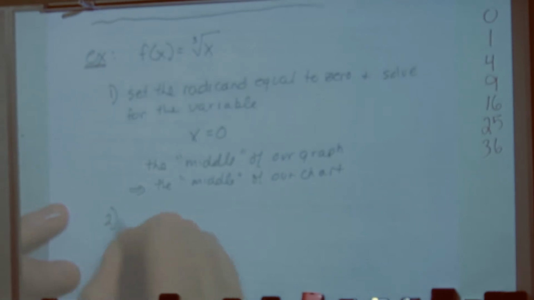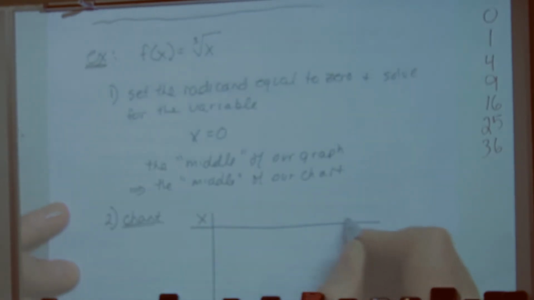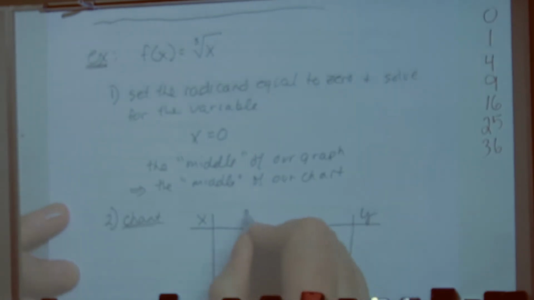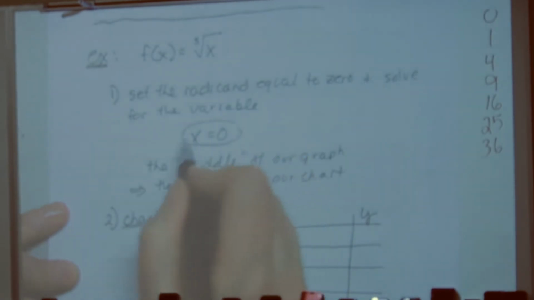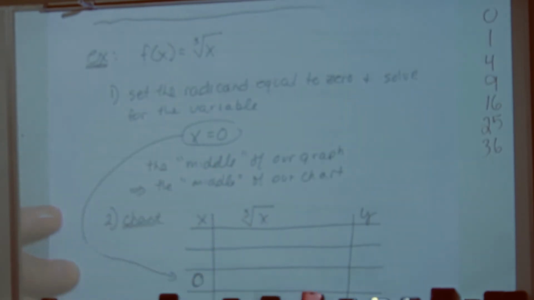So step 2, we're going to do our chart. We're going to set it up like we did before. And I made it a little bit too long, but that's okay. And that's a cube root of x. Now, because we have a middle, this is where my 0 is going to go. So whatever you did for step 1 will go into the chart in step 2, but it'll be the middle of our chart. So I want 2 numbers above and below. The reason for that is if I do one number above and below, it will look like a straight line, which it's not. So I want 2 above and 2 below 0.